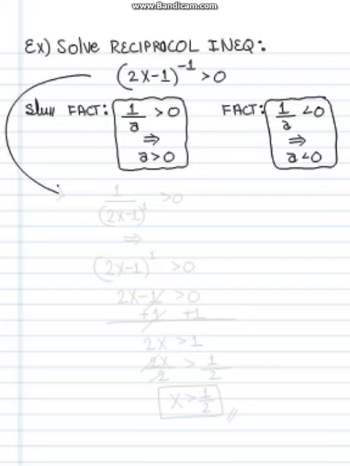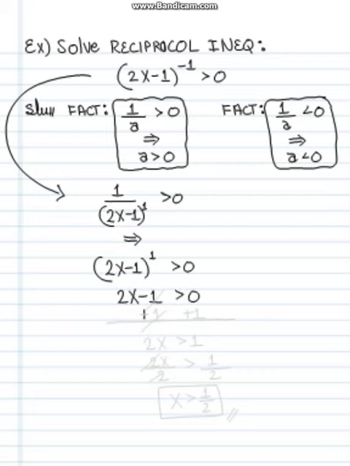Okay, so here we have, let's get rid of the negative exponent. This is 1 over 2x minus 1 to the positive 1 power. Bring down the greater symbol, bring down the 0. So we've got 1 over an expression is greater than 0. According to our fact upstairs, that implies that the expression in the denominator has to be greater than 0. 2x minus 1 to the first power is greater than 0. But what is anything to the first power? It's just itself. So we can write this as 2x minus 1 is greater than 0.